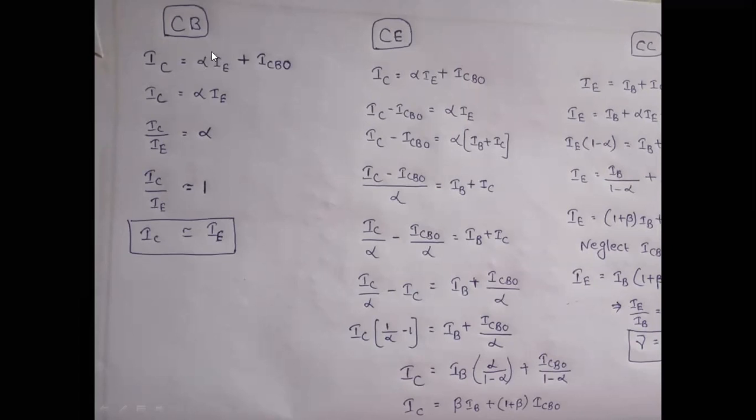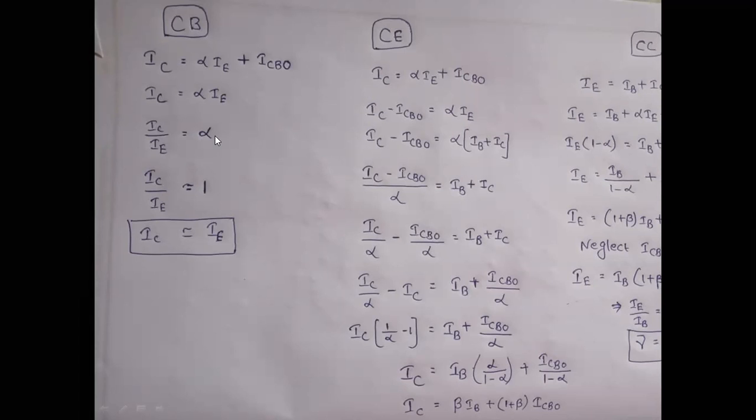The first current is due to the forward biasing of the input side. The second current is due to the reverse biasing of the output side. Now, this reverse biasing current is very, very negligible. It is due to minority charge current. So that's why I neglected it while moving to the next equation. Okay, IC by IE: if I move this IE to the left hand side, IC by IE equal to alpha.